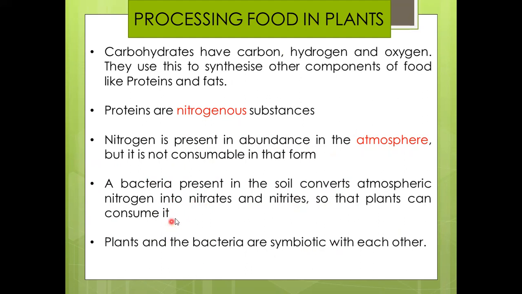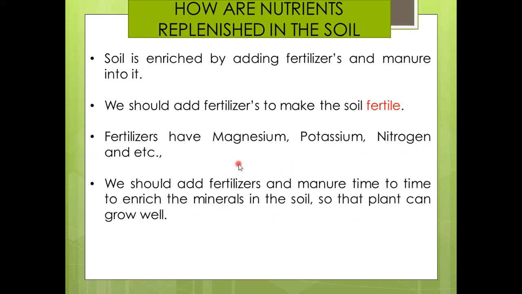This bacteria is the rhizobium. As I said in the slide of symbiosis, rhizobium and plants are symbiotic with each other. Rhizobium converts atmospheric nitrogen into nitrates and nitrites and puts it in the soil so that the plant can use it. And the plants provide food, which comes from photosynthesis, to this rhizobium. So we can say that plants and bacteria are symbiotic with each other. Let's move on to the last and final slide.